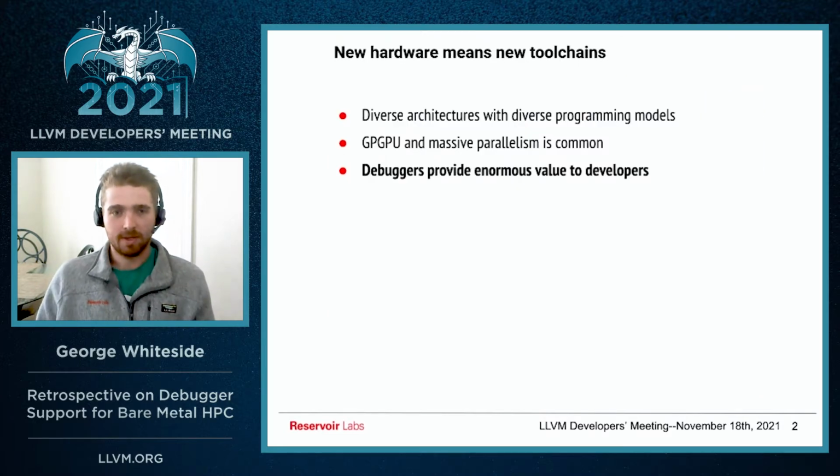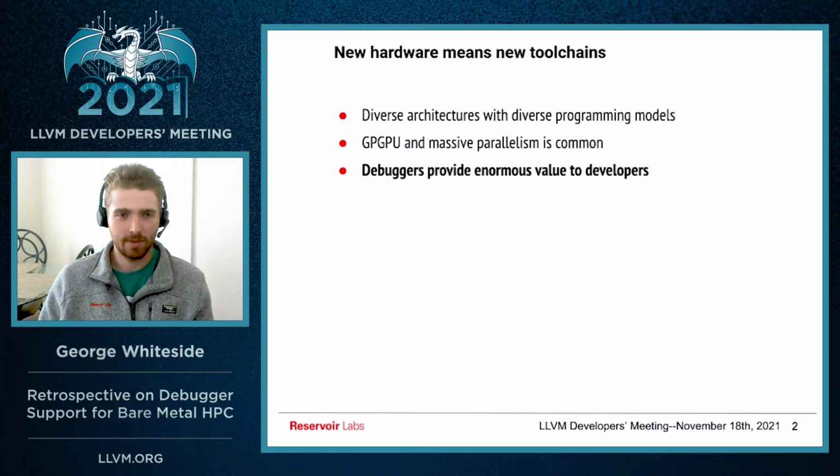So first, we'd like to talk about some broader context, who we are. We work for Reservoir Labs. Our business is to provide tools and tool chains for novel architectures. The past couple of years, we've been working on a couple of different high-performance computing architectures.